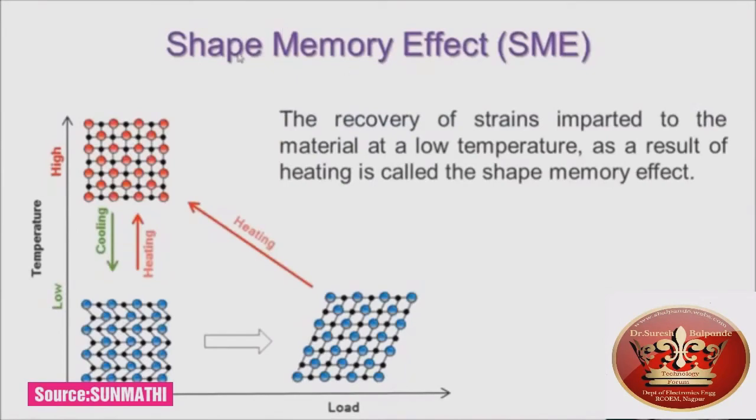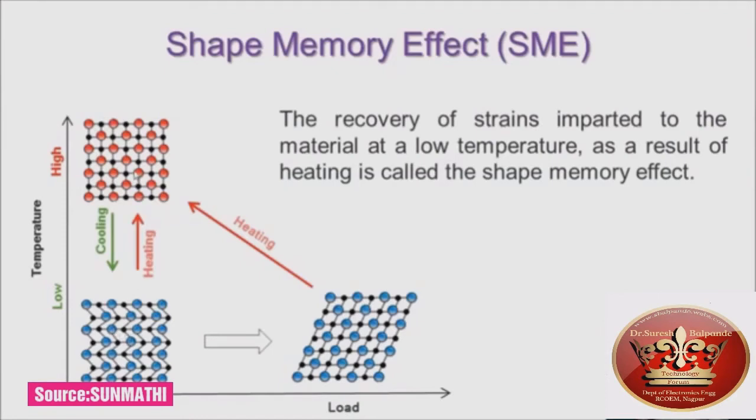Next is the shape memory effect. The recovery of strains imparted to the material at low temperature as a result of heating is called the shape memory effect. This line represents the temperature value and this line represents the load value. This is the lower temperature and this is the higher temperature. We already know the high-temperature phase is austenite and the low-temperature phase is martensite. This is called twinned martensite.